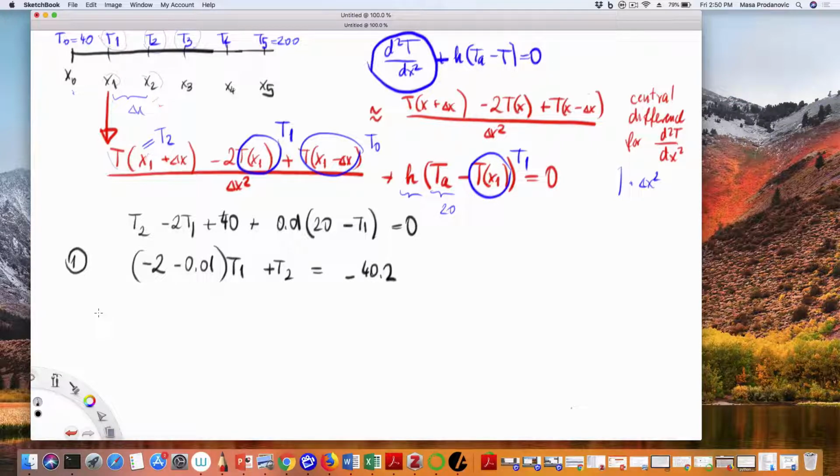Yes? Delta x squared. Oh, I need to multiply times delta x squared. That's 4. So 4 and 8. There we go.